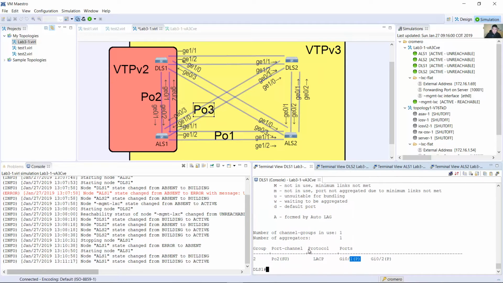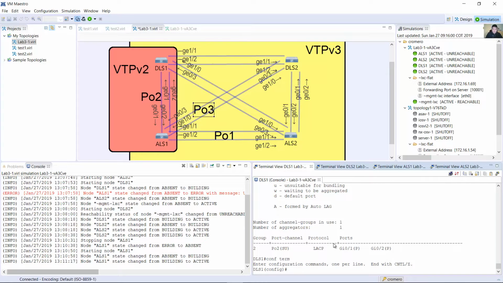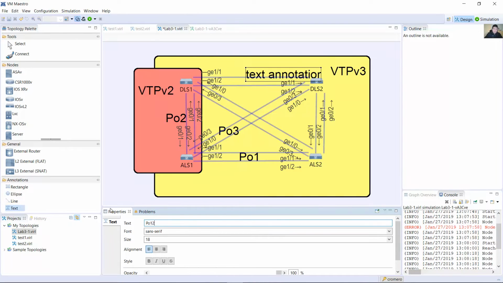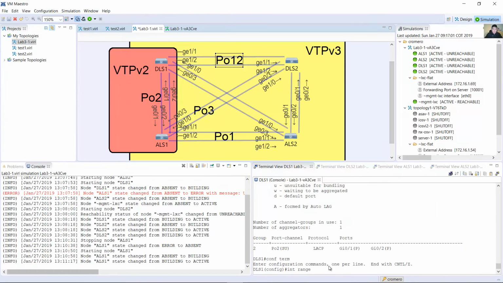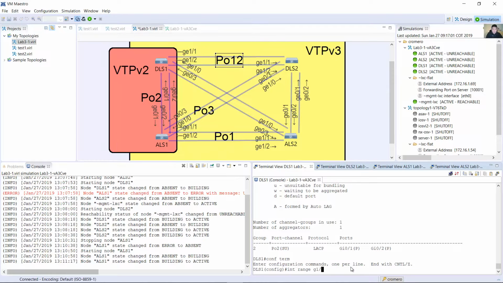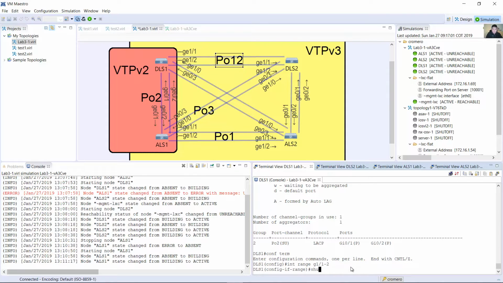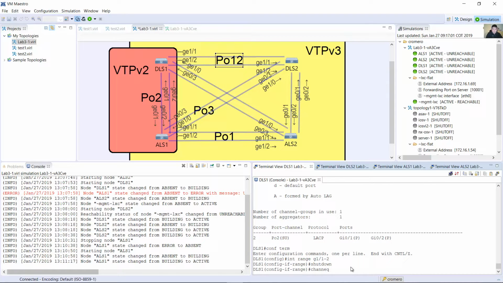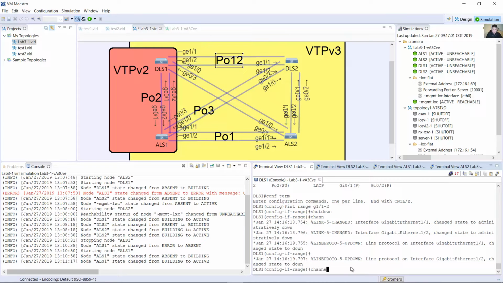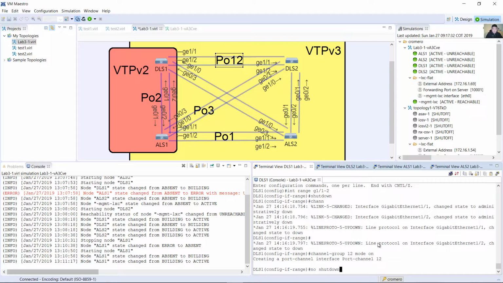Okay, on DLS1: configure terminal, interface range, but this will be port channel 12. Okay, interface range gigabit 0/11 and 0/12, shutdown, channel-group 12 mode on. Okay, no specific protocol. And now no shutdown.